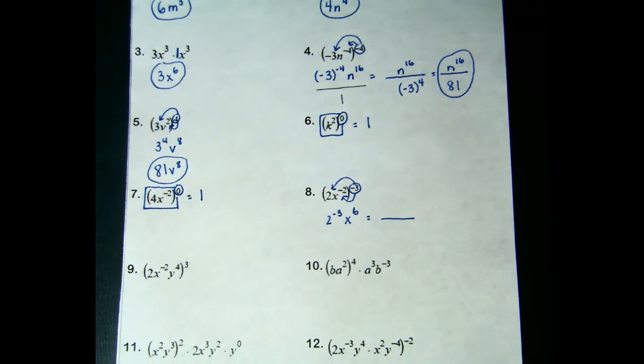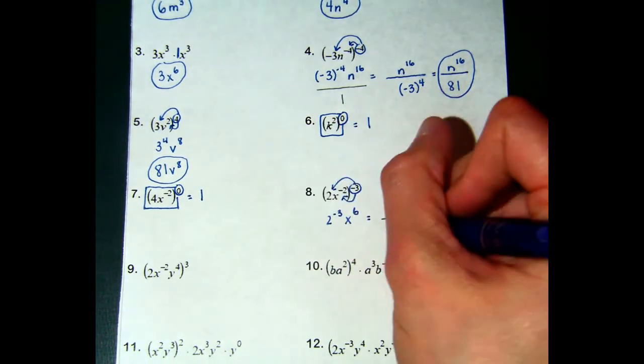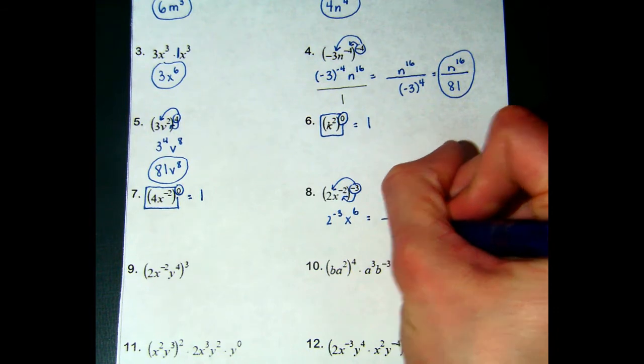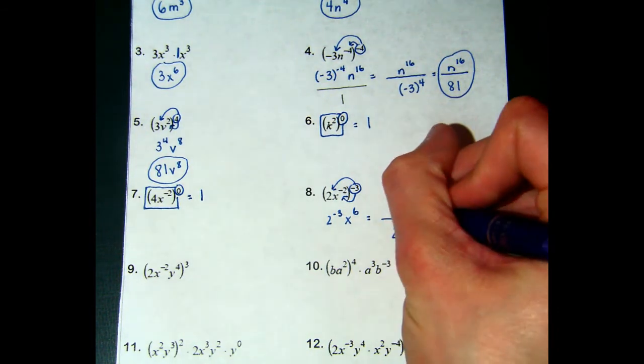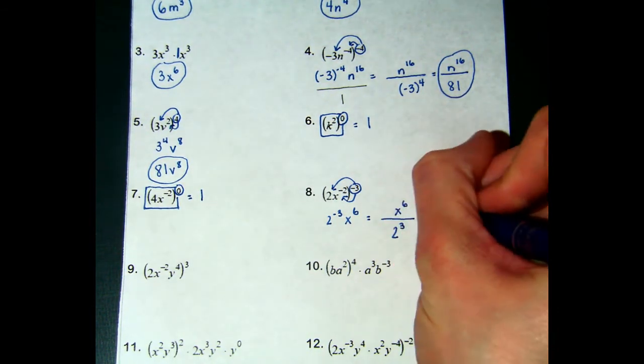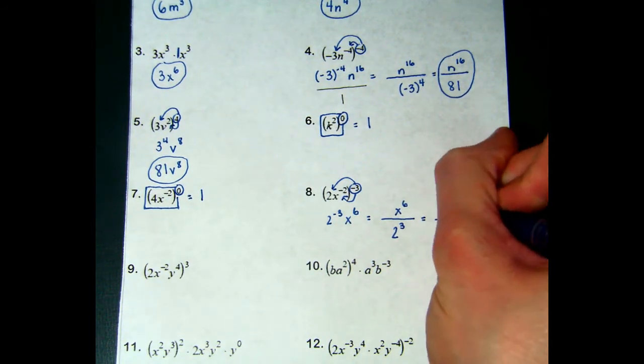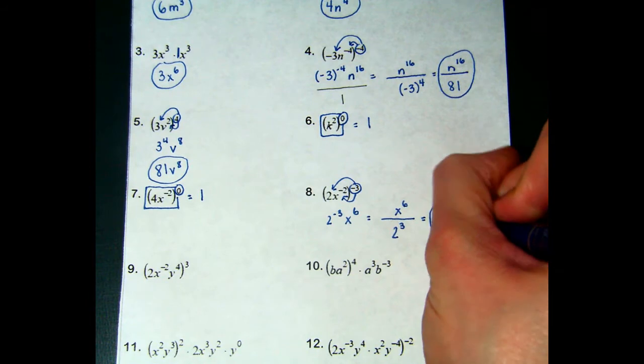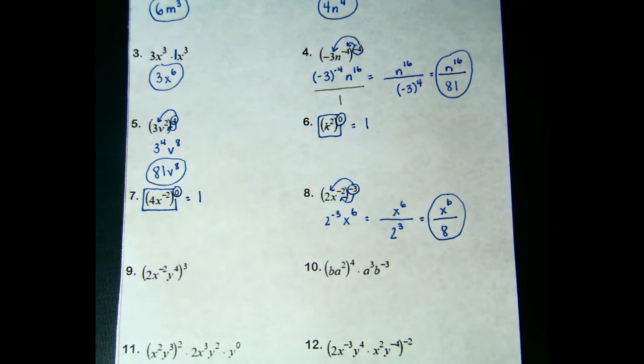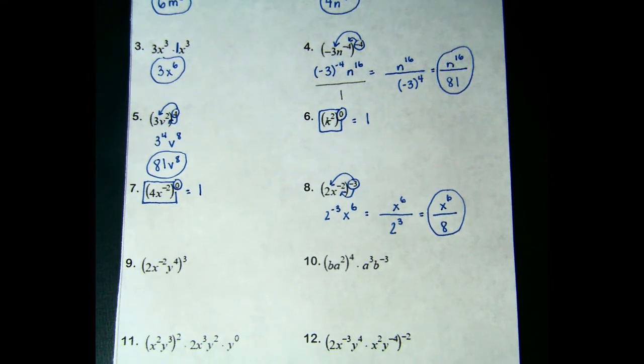I do need a fraction because I have a negative exponent with the negative 3. So 2 to the 3rd power goes on the denominator. X to the 6th stays in the numerator. 2 to the 3rd power is 8. And x to the 6th over 8 then is our simplification. Okay, number 9.